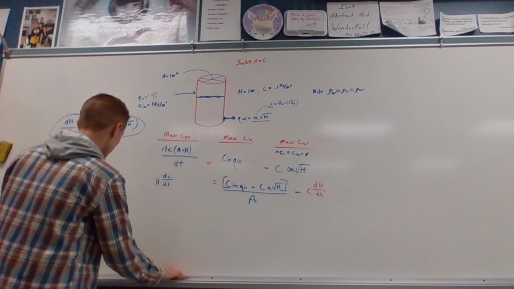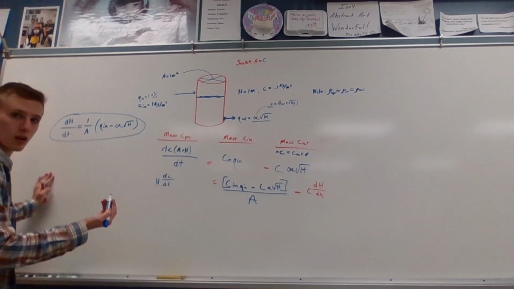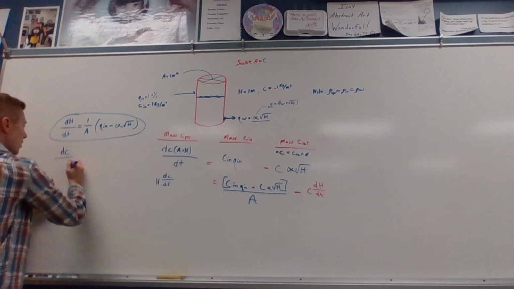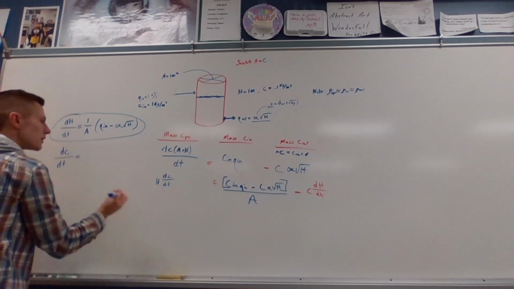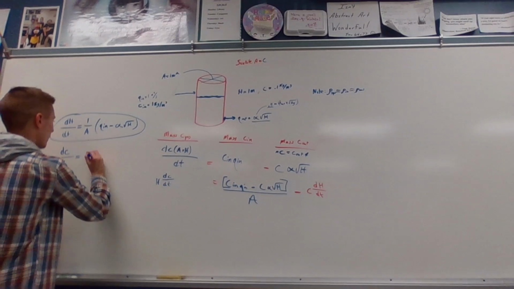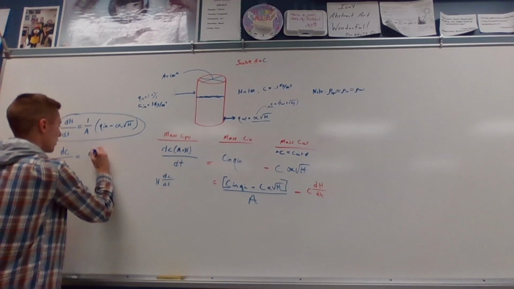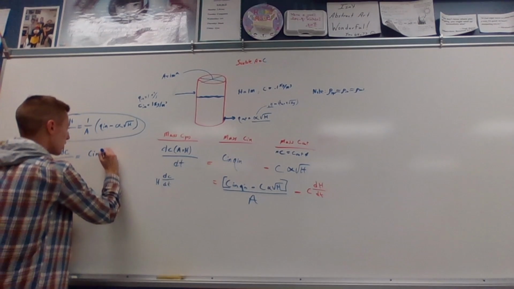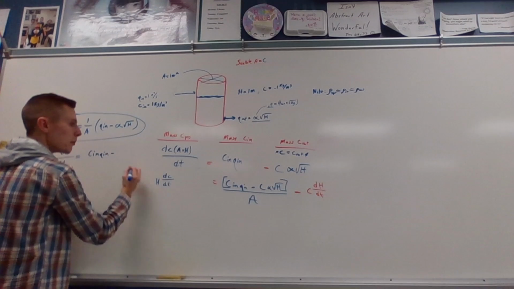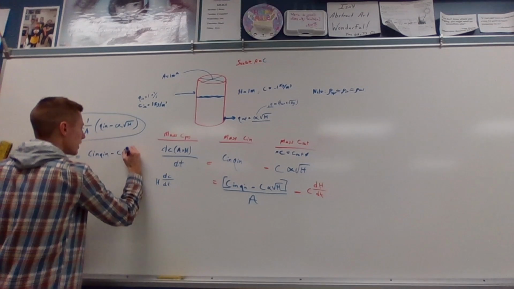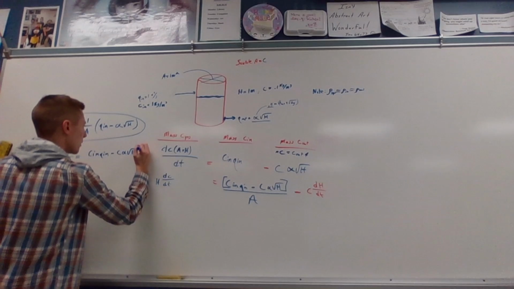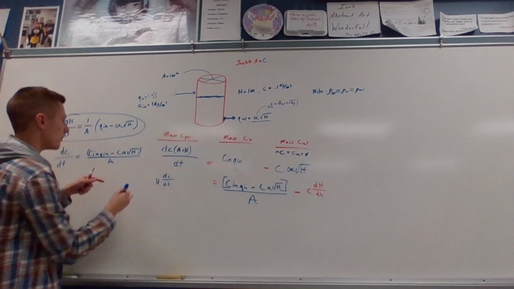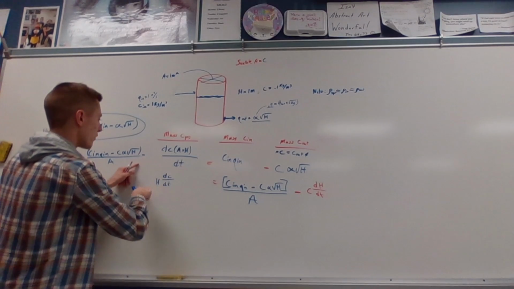So our final equation is going to look like this: the derivative of concentration with respect to time is equal to, and I'm just rewriting this entire thing for simplicity, concentration going in times our flow rate going in, minus our concentration going out times our flow rate going out. This is all divided by our cross-section area, which we got over here. Subtract what we brought over from the left-hand side here.